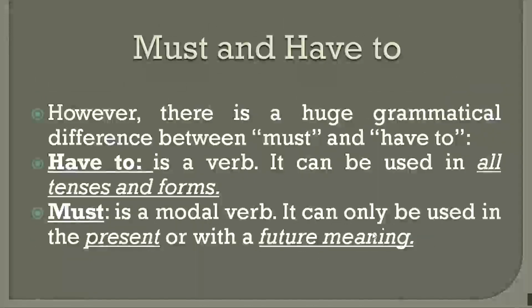But I'm not really concerned with the difference in meaning. I'm concerned with the grammatical difference here between must and have to. And there is a huge difference grammatically. Have to is a verb, right? It can be used in all tenses and forms. On the other hand, must is a modal verb. It can only be used in the present or with a future meaning. That's it. Let's take some examples to understand.